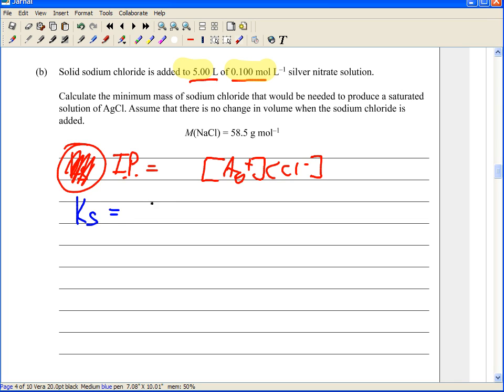Ks equals the Ag plus and the Cl minus. Do I know anything there yet? Yes, I do. I know the Ks. The Ks has been given to me already, and I know the Ag plus. Cool. So that's really excellent. All I need to do now is calculate the Cl minus concentration, which is too easy. I'll show you why.